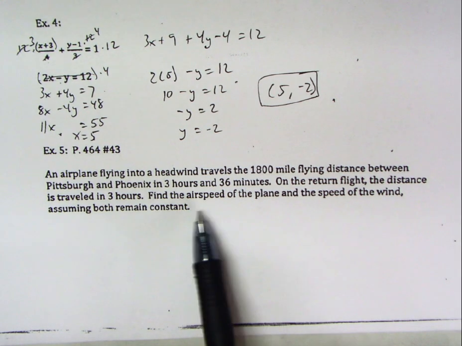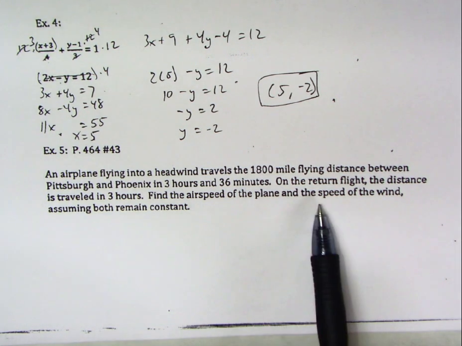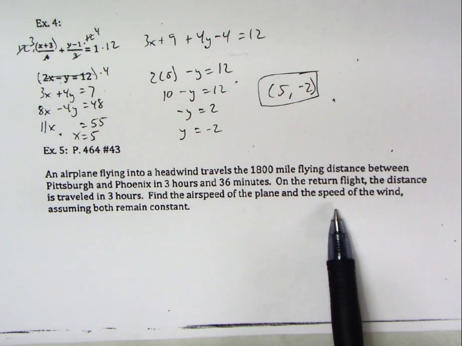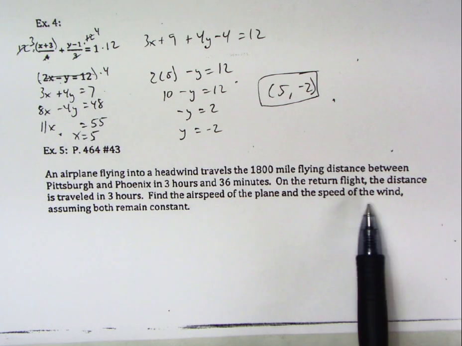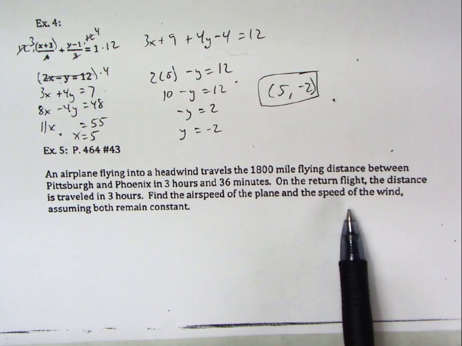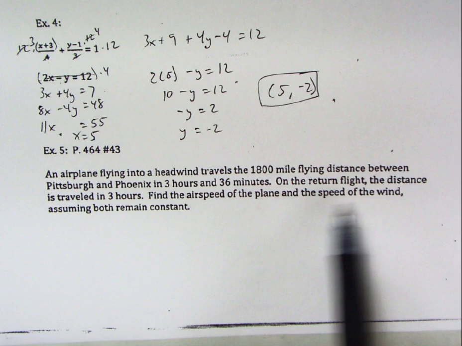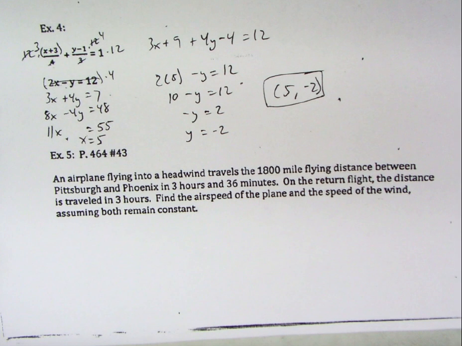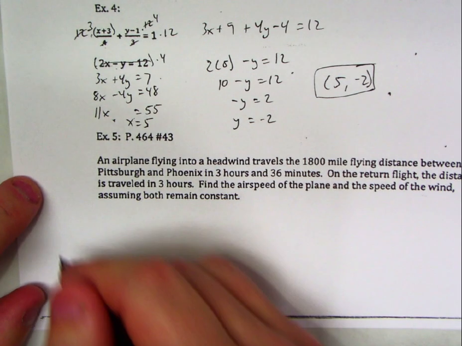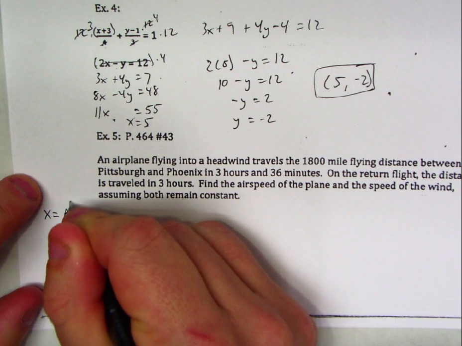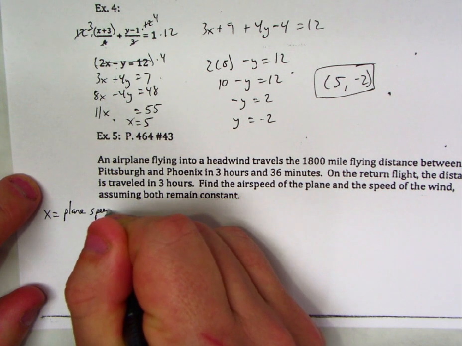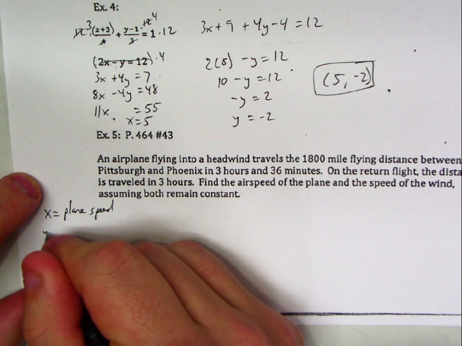So I want to know how fast the plane is going. When it's going there, the wind is pushing against it, and when it's coming back, it's helping the plane along, making it go faster. And so I want to find both, the speed of the plane and the speed of the wind. I'm going to go ahead and define my variables. I'm going to have x be the plane speed, and y be the wind speed.